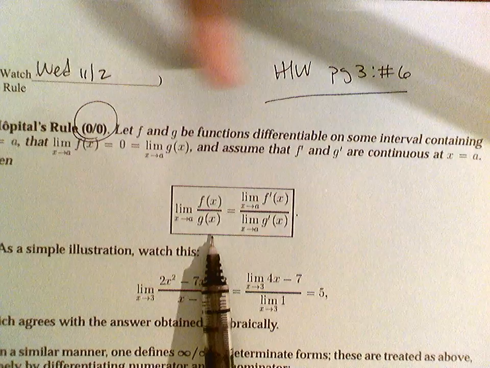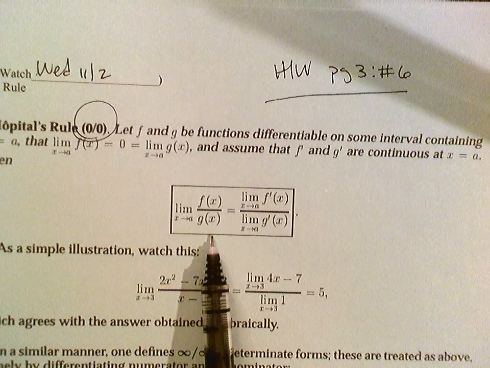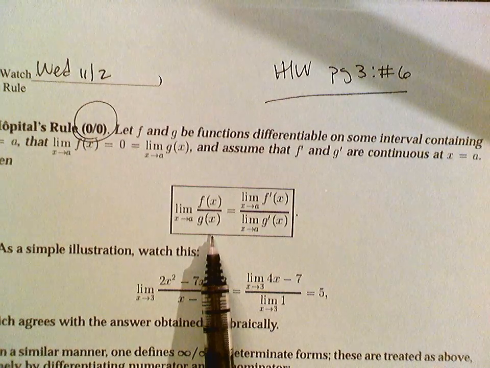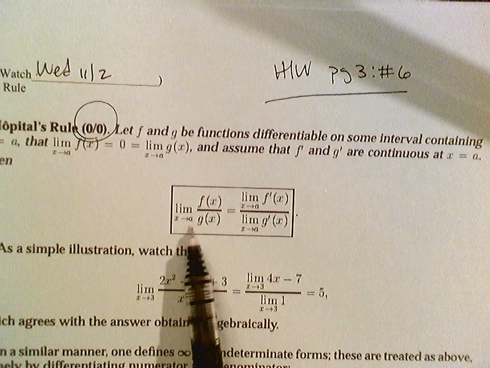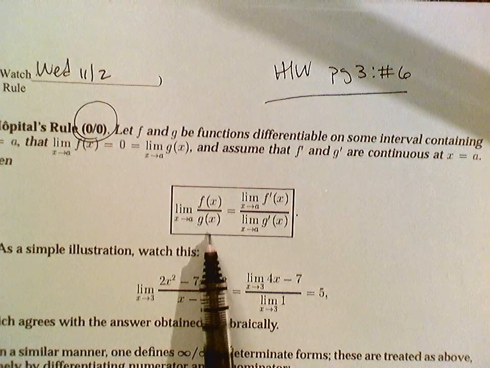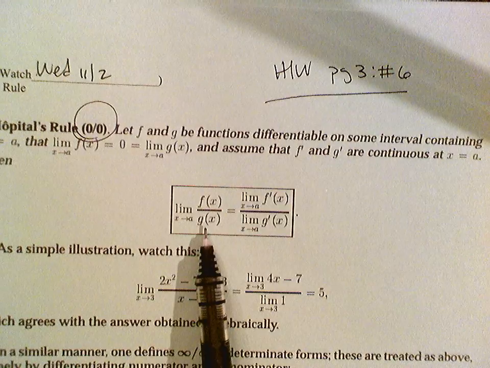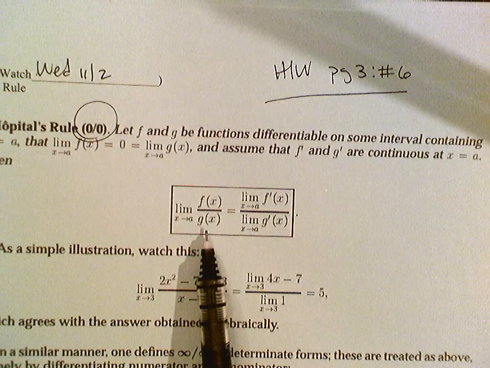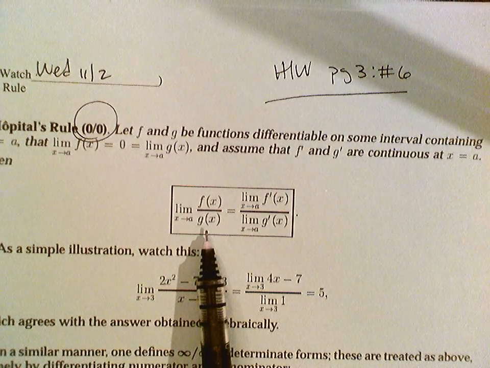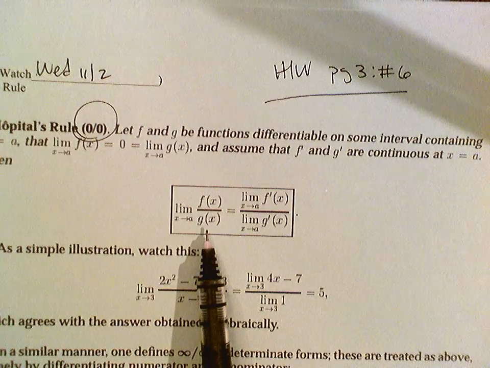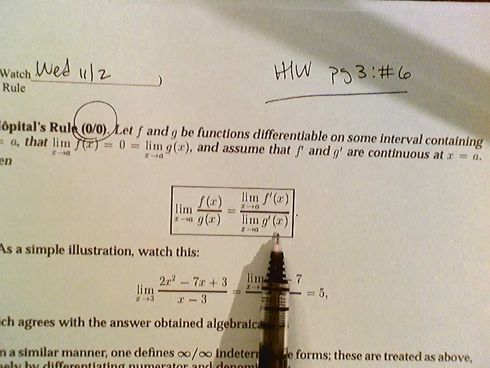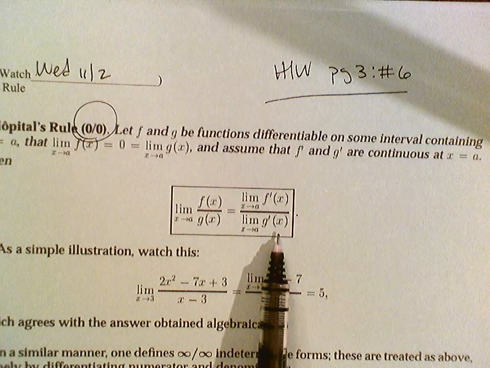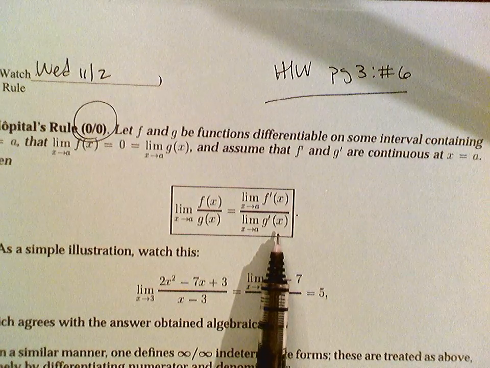Okay, and if you read above, I believe it says, I guess the derivatives have to be continuous at the value that we're approaching. Okay, but if you're trying to evaluate a limit like this, and if you direct substitute, you end up with 0 over 0, then what you can do instead is take the derivatives of the numerator and denominator and evaluate the limit that way.